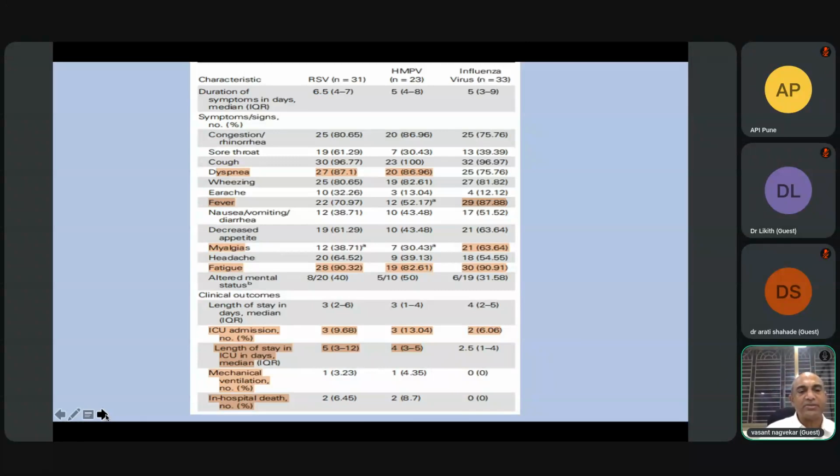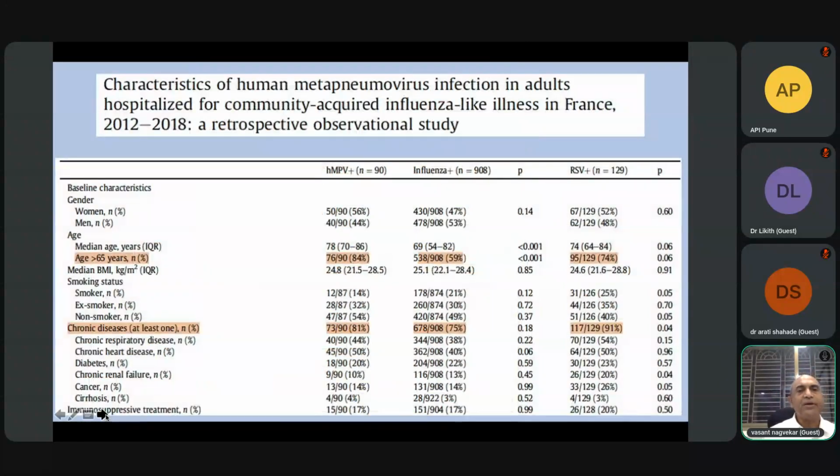available for this virus. This paper talks about the characteristics of human metapneumovirus infections in adults. And again, it compares human metapneumovirus infection, influenza, and respiratory syncytial virus. So this paper compares people who are about 65 years of age. If you see the number of patients who were predominantly affected, they were the human metapneumovirus and the respiratory syncytial virus.